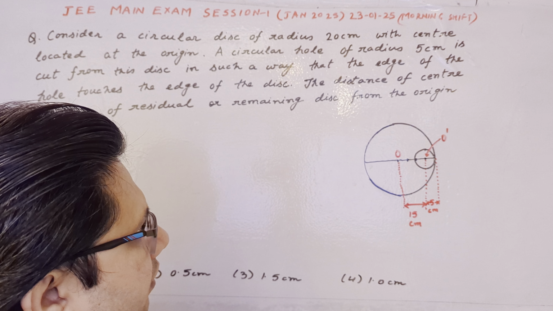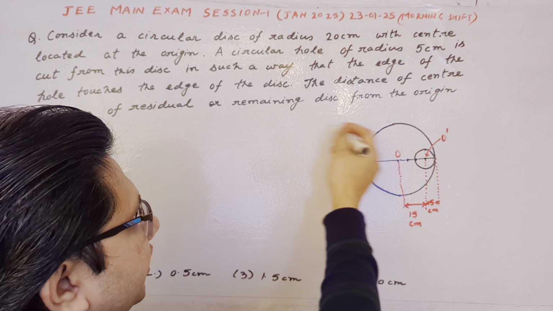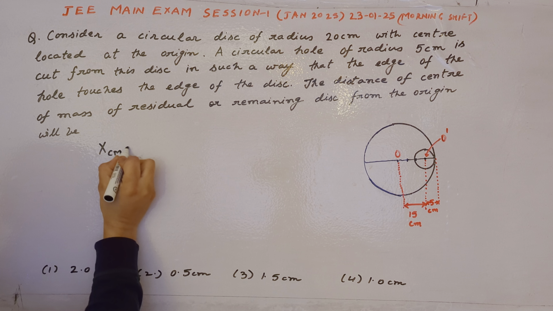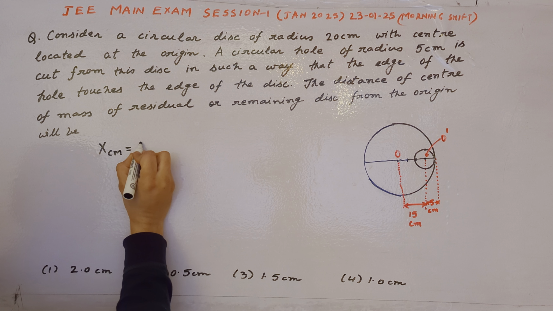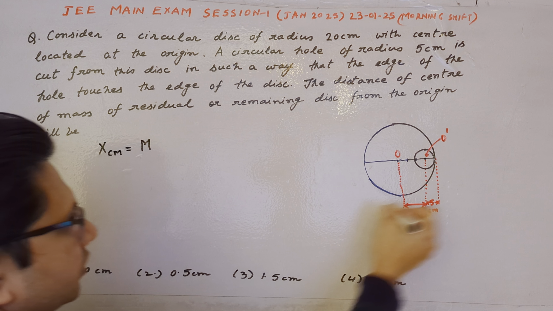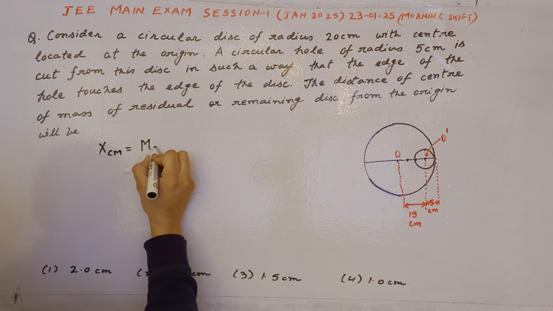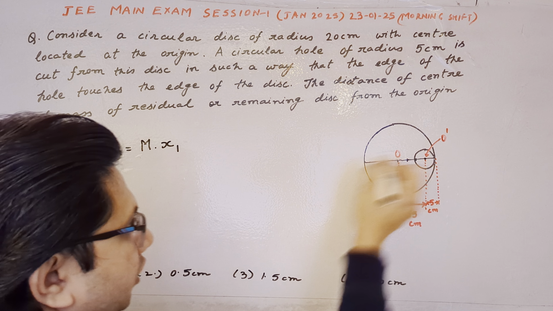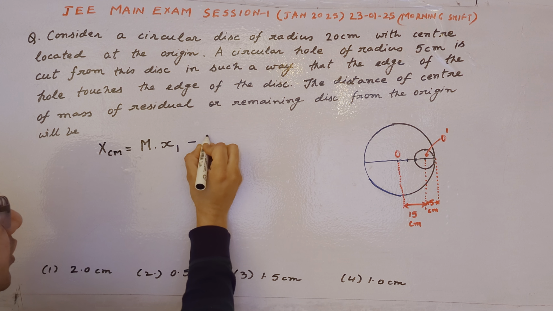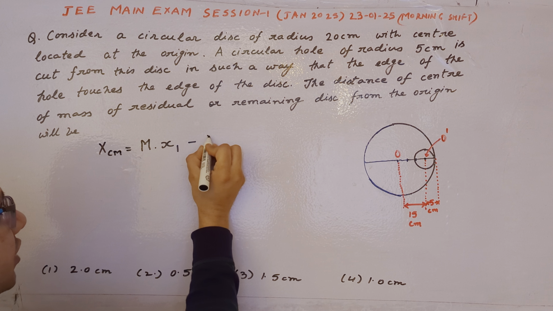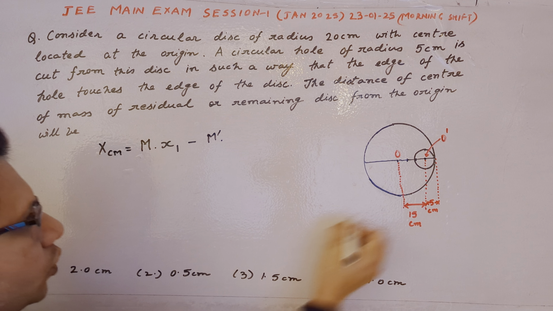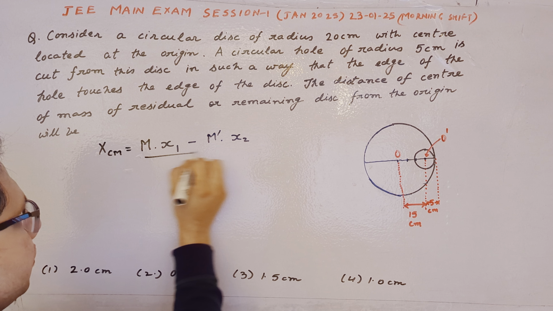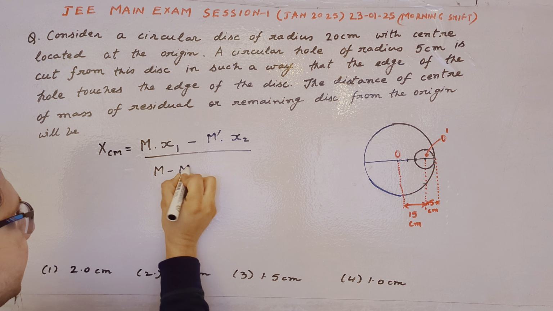Now to calculate the center of mass of the new or the remaining disc, we have to use this formula. X center of mass is equal to the mass of the disc without the creation of the cavity into the center of mass without the creation of cavity, minus the new mass, for example, the new mass is m dash, into the center of mass of the cavity, let it be x2 position, upon m minus m dash.